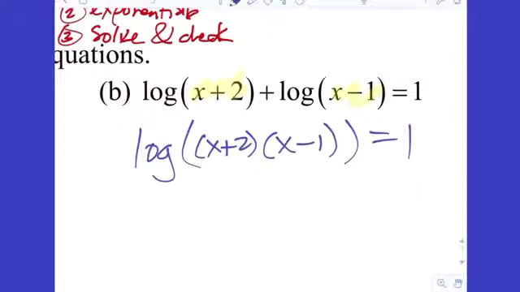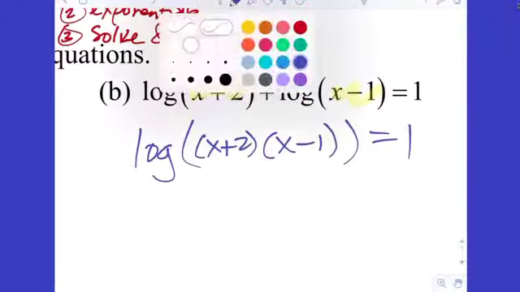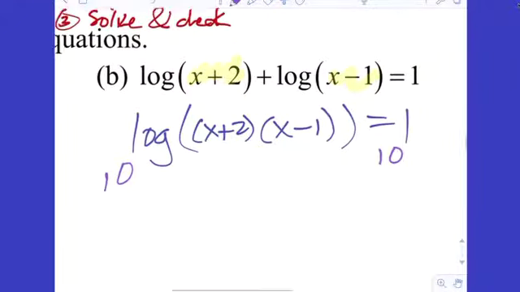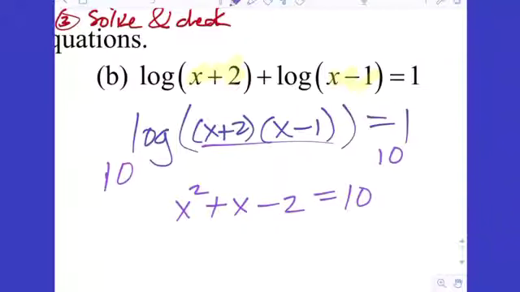Now that we have the log isolated, now we exponentiate. And since this is log base 10, we'll exponentiate both sides, base 10. So the left side, we get 10 to the log base 10 of a blob is just a blob, which now I'm going to expand that out. X squared, you're going to get 2x minus 1x is x minus 2 equals 10 to the first, which is 10.